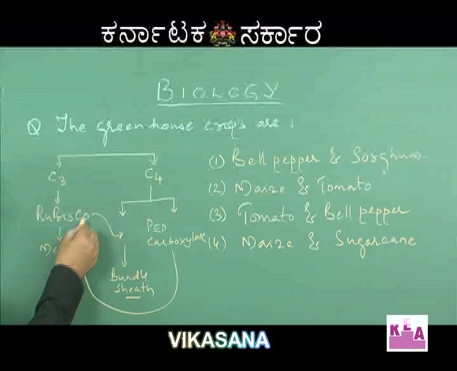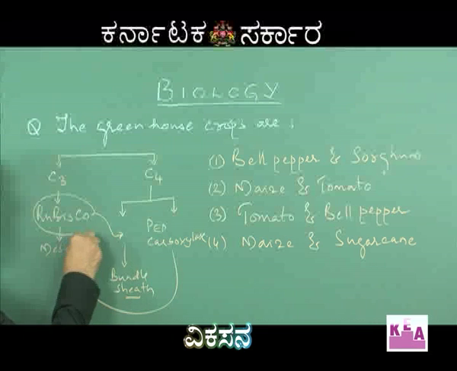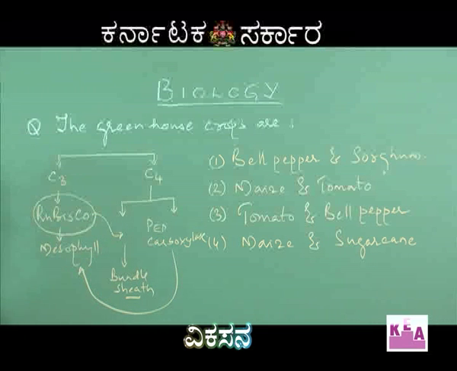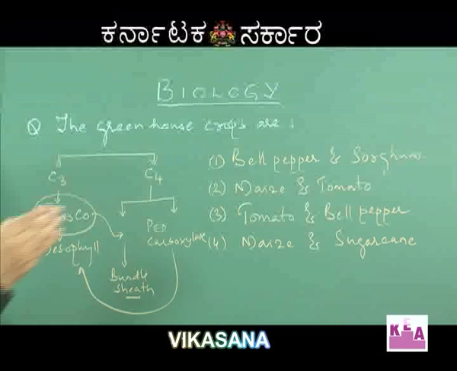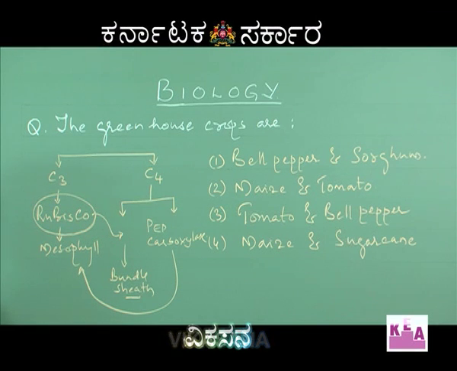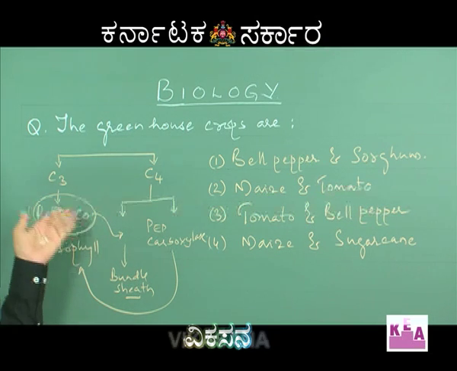Rubisco enzyme is the most abundant enzyme on earth. Please remember that. And it is not only a carboxylase enzyme, it is also an oxygenase enzyme that fixes oxygen. Suppose in a C3 plant, if more oxygen is available, then Rubisco is going to pick the oxygen instead of carbon dioxide, and this is going to affect photosynthesis.